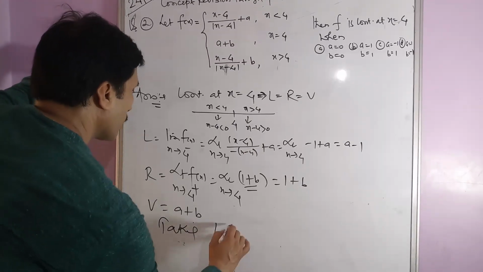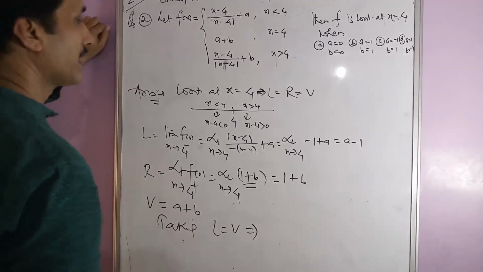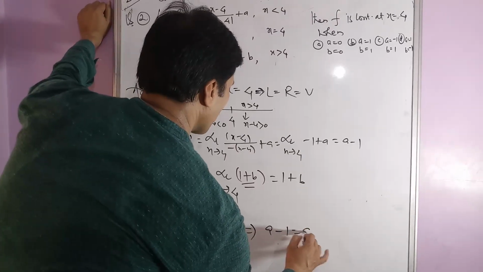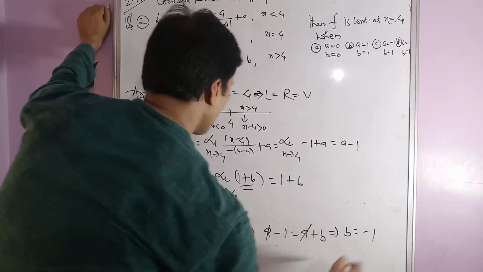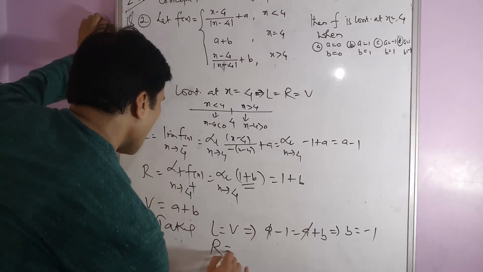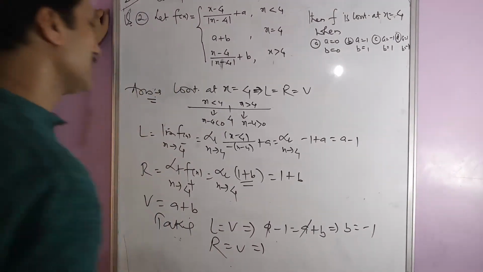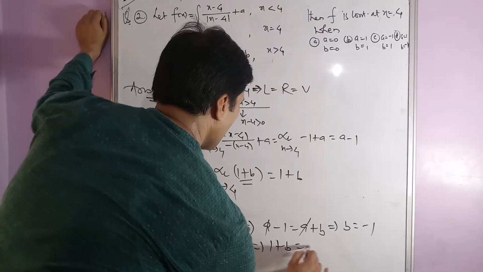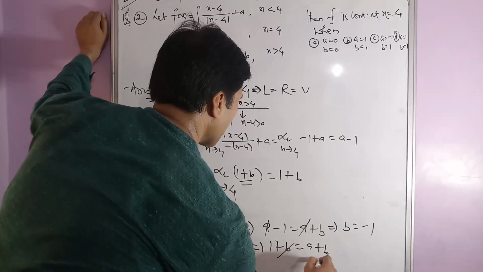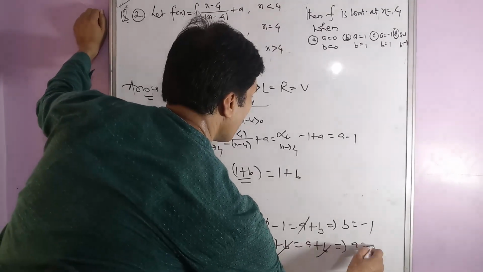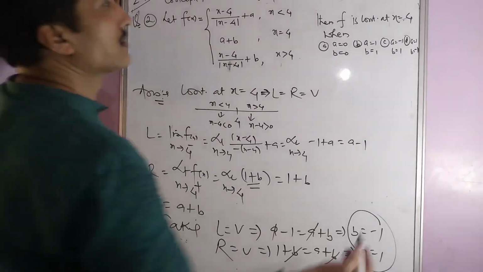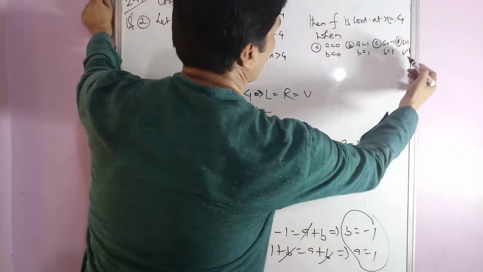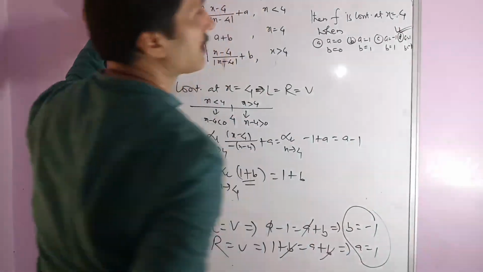Taking L equal to value, this will give a minus 1 equal to a plus b. This implies b equal to minus 1. R equal to value, this will give 1 plus b equal to a plus b, cancelling b and b. This will give a equal to 1. So our answer is a equal to 1, b equal to minus 1. That is answer D.